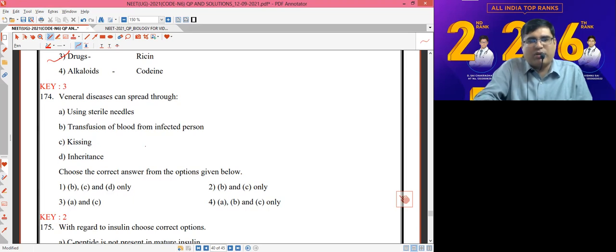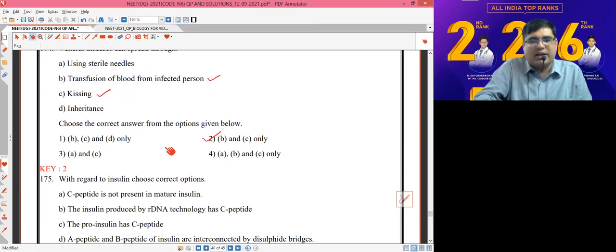So at this point of time, we should go with option 2, because transfusion of blood from an infected person is expectedly a route of transmission, right? And of course, kissing can also participate in the way. But of course, a sterile needle will not transmit, for the same reason: we are using sterile needles for clinical purposes.